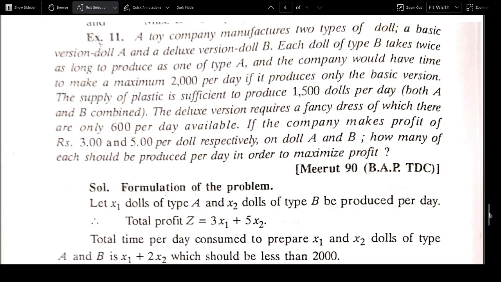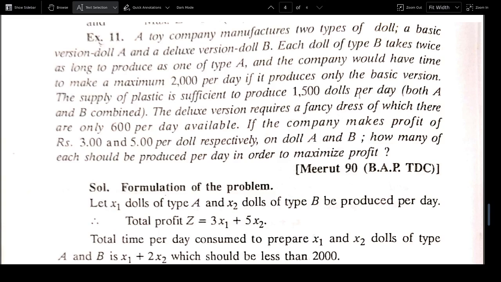Dipanshu, do you understand? One question I have given, you will try to solve graphically. How to solve this one? Formulation I have given, and the first step I have also given. Here you see the question.